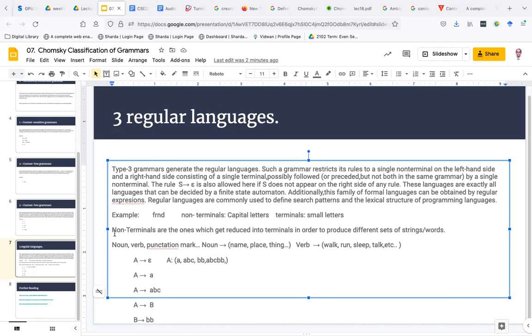Yes, sir, please repeat the last sentence. The last line is this: we have seen that you can convert finite automata to regular expression to finite automata. So these two or three things are equivalent to each other. That's why any regular language can be represented using regular expression also.